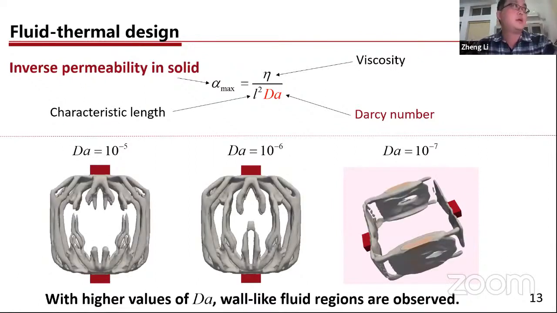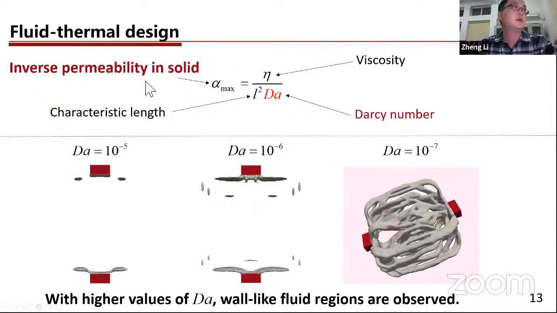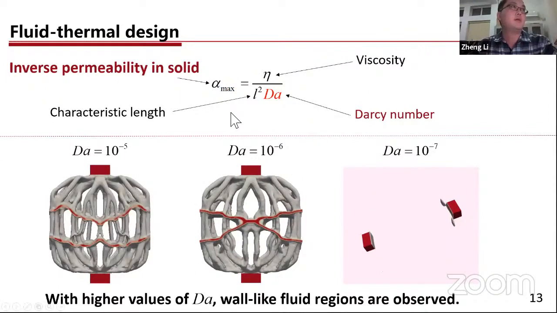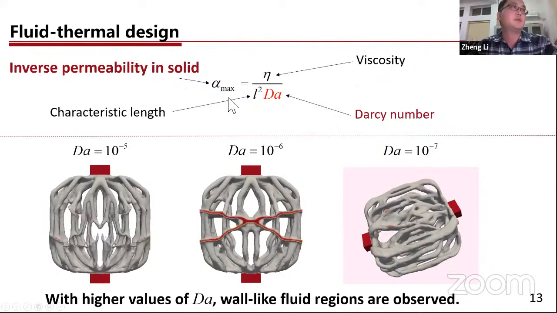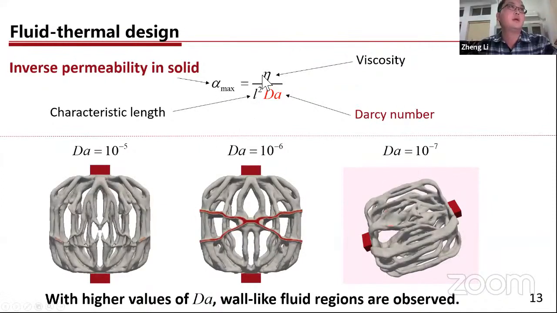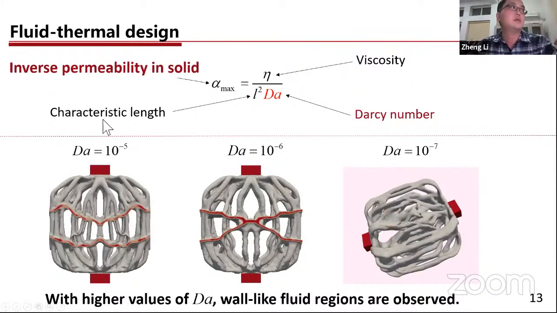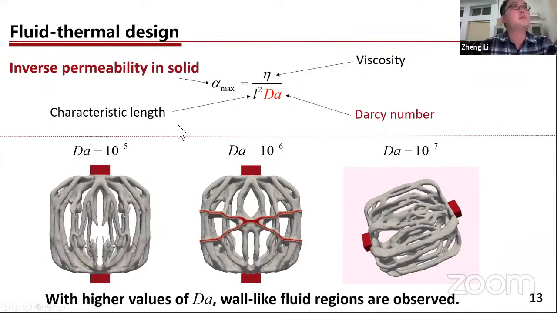As I mentioned, this alpha max means the inverse permeability in the solid. It is actually a very important parameter for the topology optimization of the fluid, and it is usually estimated with this formula. Here, eta means the viscosity of the fluid, L means the characteristic length of the design domain, and DA means the density number.